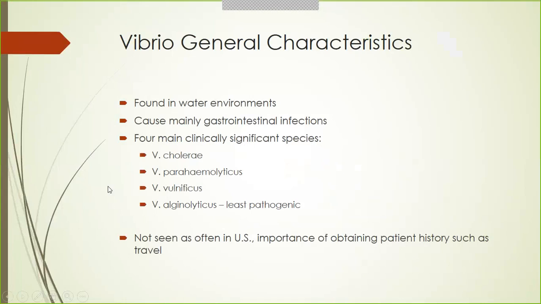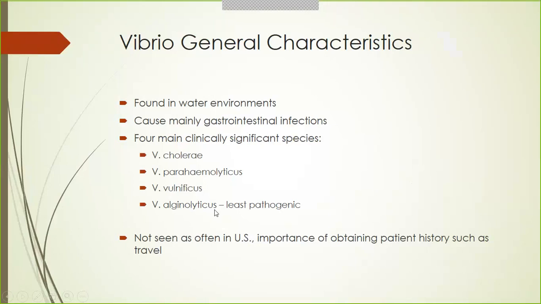Generally, Vibrio is going to be found in water environments. And so they're mainly causing gastrointestinal diarrhea type infections. The one that you're probably going to be familiar with, or at least have heard of, is Vibrio cholerae. The other ones are going to be Vibrio parahaemolyticus and Vibrio vulnificus. And I don't think we even talked about that last time because it's very unpathogenic, least pathogenic, if you will. The first one we'll definitely talk about, and we'll mention a couple things on the others.